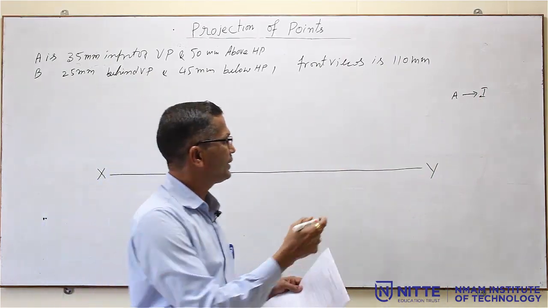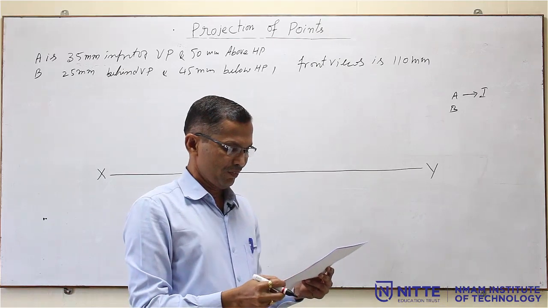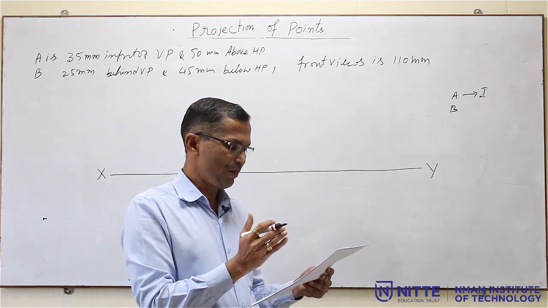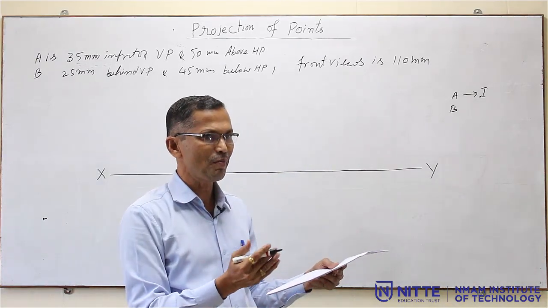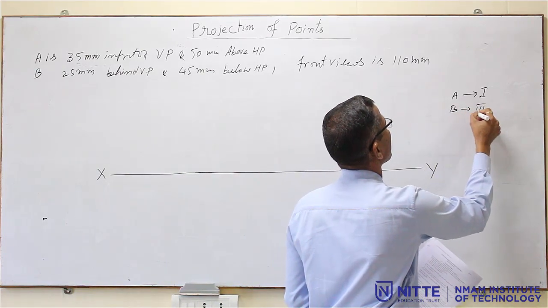Another point B is 25 mm behind VP, 45 mm below HP. So, behind VP, below HP means it is the third quadrant.